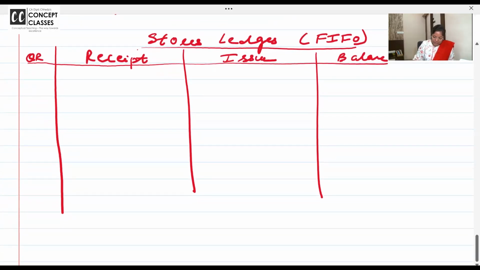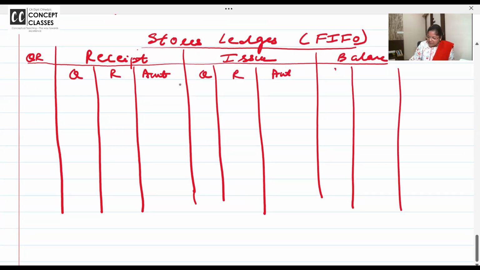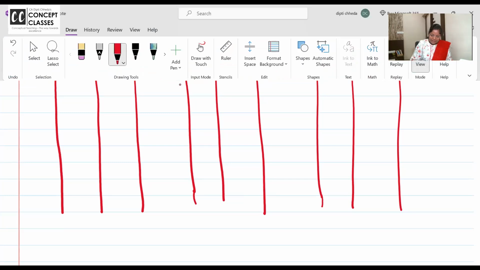What is a triple column inside? Quantity, that is kg, rate, amount. Quantity, rate, amount. ऐसे ऐसे कॉलम तो नहीं गिन रहे ना, अरे बना लो particulars and three columns. Receipt, issue, balance. Inside each column again 3 sub columns.